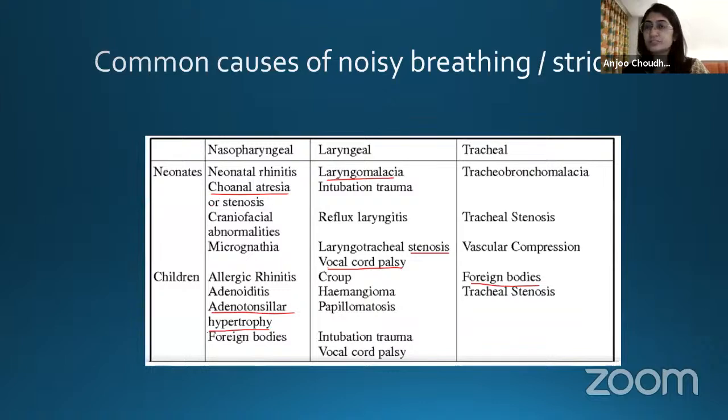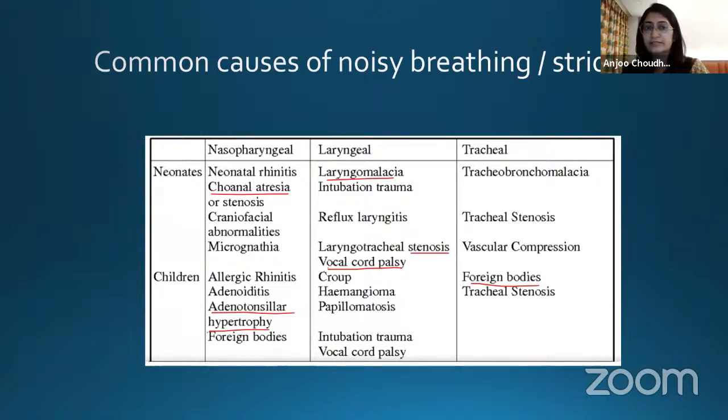So common problems which come to the OPD with noisy breathing or stridor in children can be divided based on their age as neonates and children, and various levels of obstruction. At the nasopharyngeal level, we can include neonatal rhinitis and choanal atresia. I'll be talking in detail about those highlighted points.